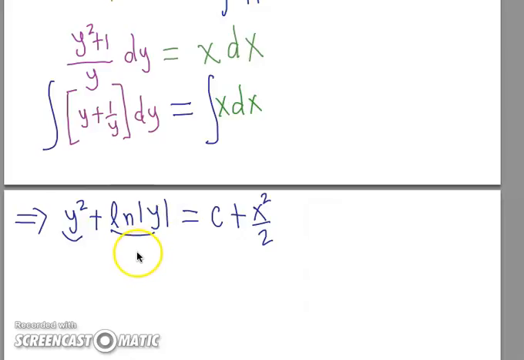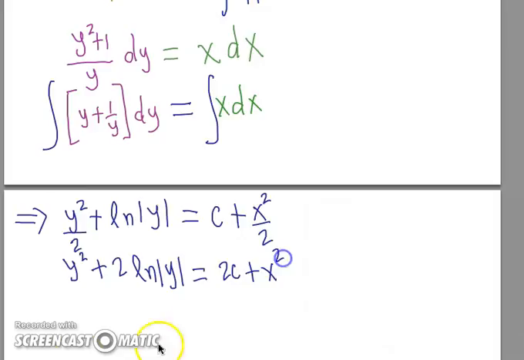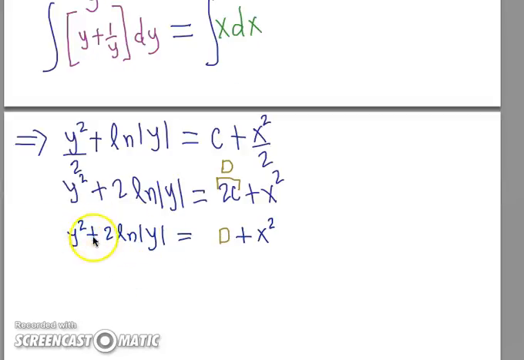But what we can do is customize this a little bit. One thing I must note is that I'm missing a term here. This y squared should also be divided by 2, just like the x squared over 2. So we could do an extra step and multiply both sides of this equation by 2, and so we have y squared plus 2 times natural log of the absolute value of y equals 2c plus x squared. We can call this constant 2 times c a constant d. And so we can rewrite the expression as y squared plus 2 times natural log of the absolute value of y equals a constant d plus x squared. This is the solution in implicit form.